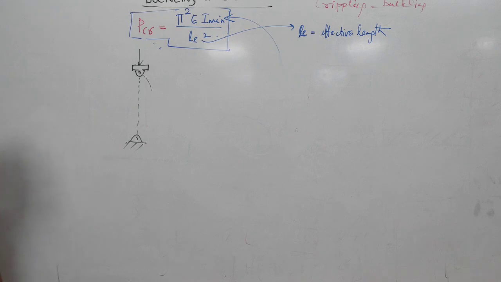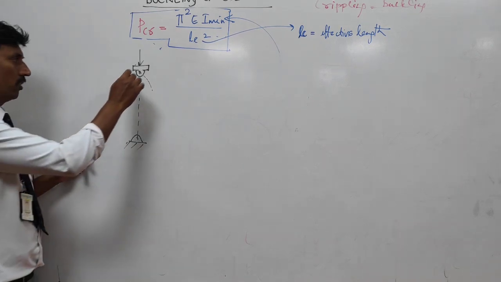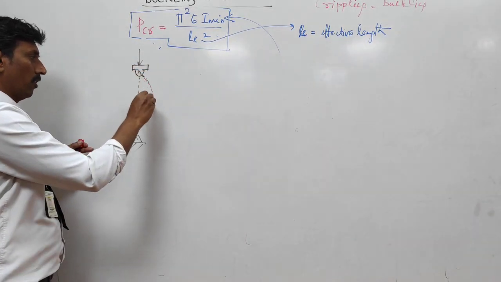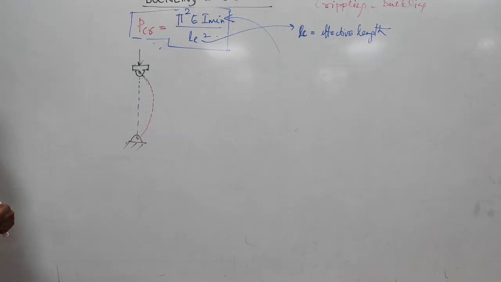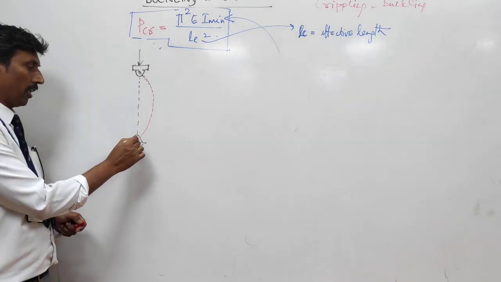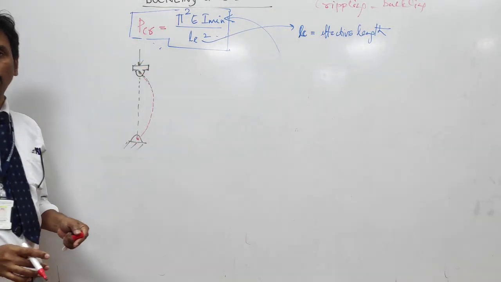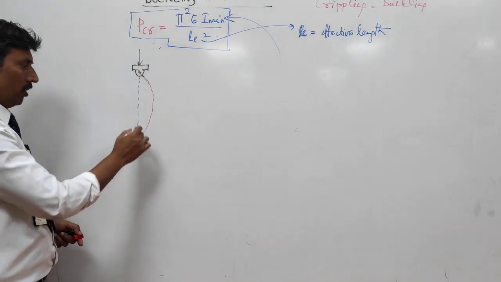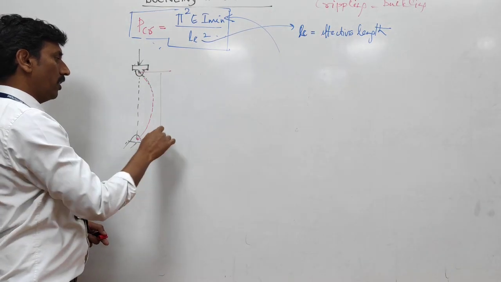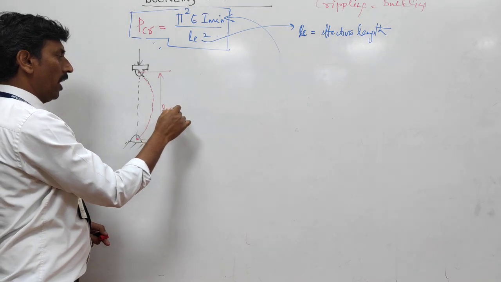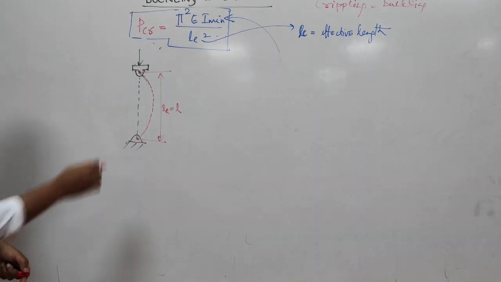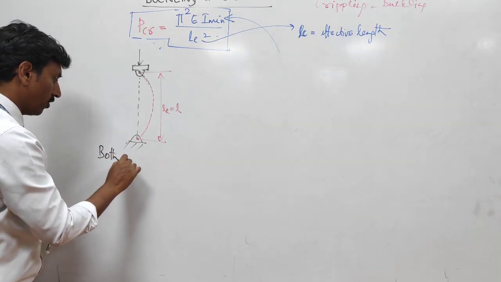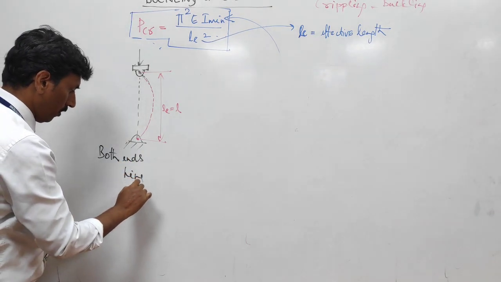Let me use another color. I show you here like this. So here the column bends like this, and the whole column participates in bending. Therefore, in this case, we call this LE the whole length of the column. And this is called both ends hinged.